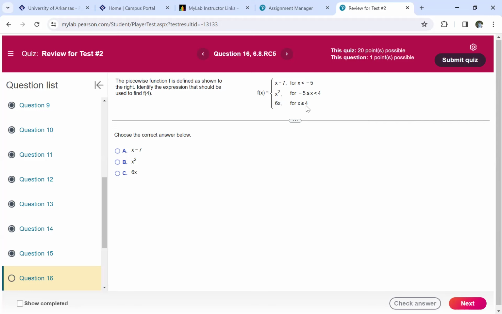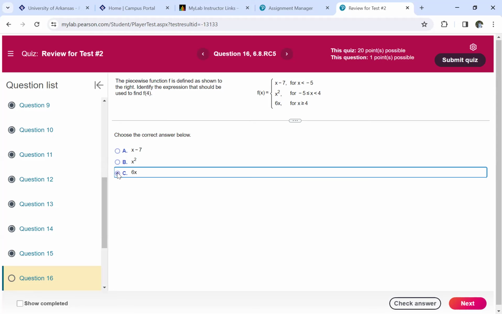So we're looking at this one and it says, well, is 4 equal to or greater than 4? That domain is true. So we would use the equation for 6x. So y'all, I would come over here and pick C on that one, okay?